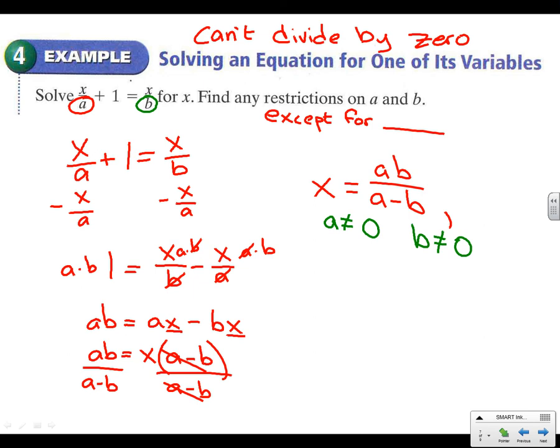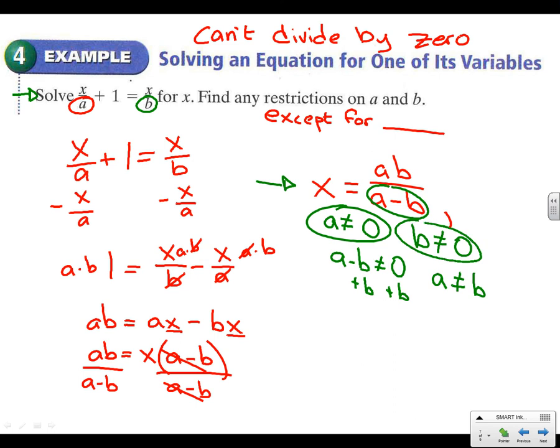And then our last thing here, look at our final answer. So we're going to check two places: the beginning, and then our final answer as well. Our final answer has a denominator, a minus b. A minus b cannot equal 0. Another way to say that is if we added b to both sides, a cannot equal b. So there are three restrictions here: a can't equal 0, b can't equal 0, and a can't equal b. Other than that, you can pick any numbers you want for a and b.